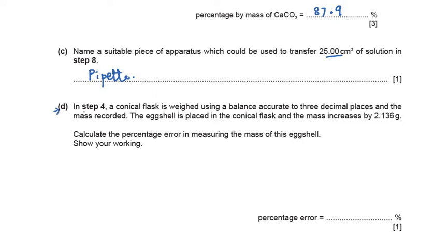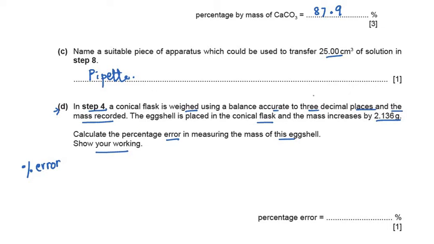The next sub question says: in step 4, a conical flask is weighed using a balance accurate to 3 decimal places and the mass recorded. The eggshell is placed in the conical flask and the mass is increased by 2.136 gram. Calculate the percentage error in measuring the mass of this eggshell and show your working. Now there it comes, the percentage error which I was talking to you about at the start of the video, that we should know how to calculate.